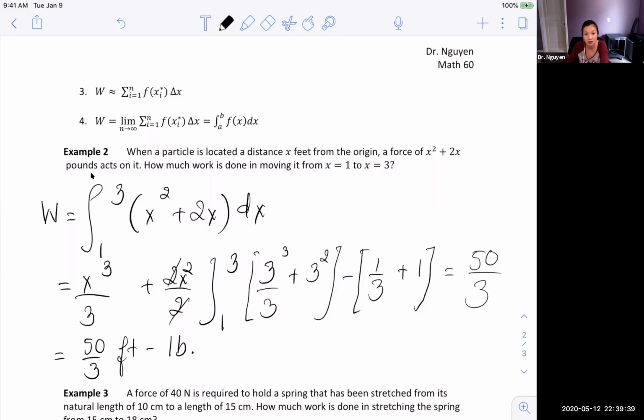Okay, because you see right here, we have pounds. And right here, we have feet.